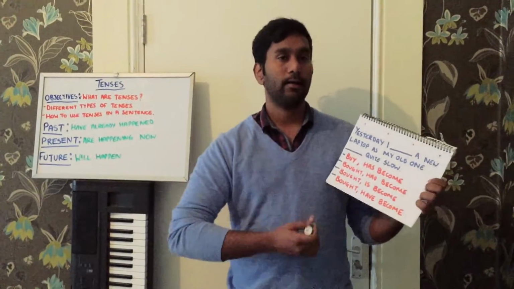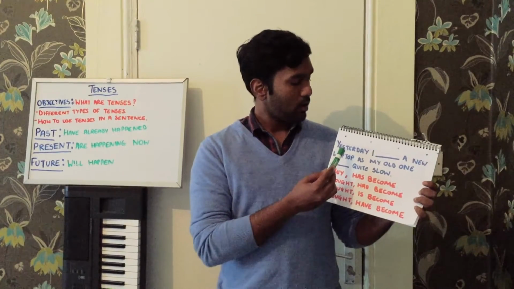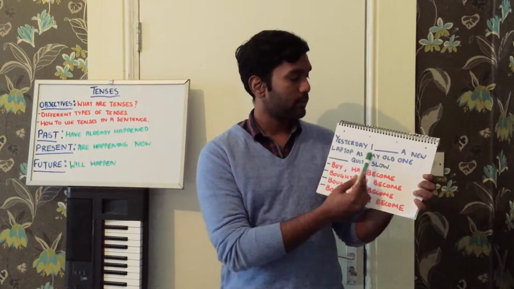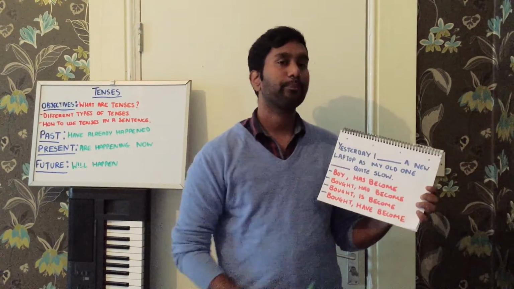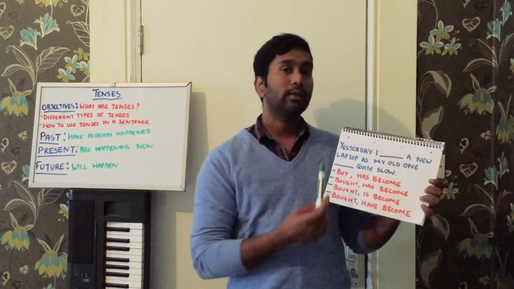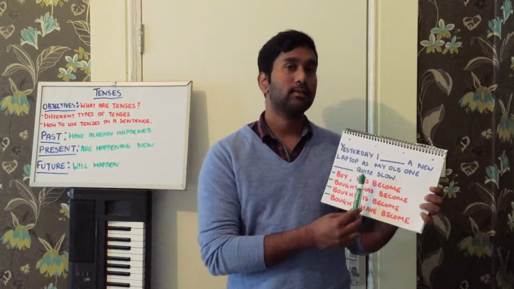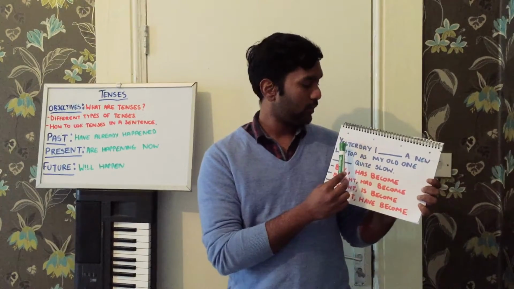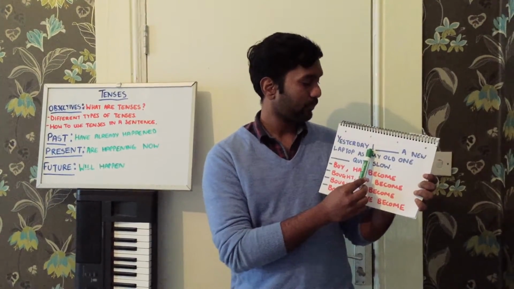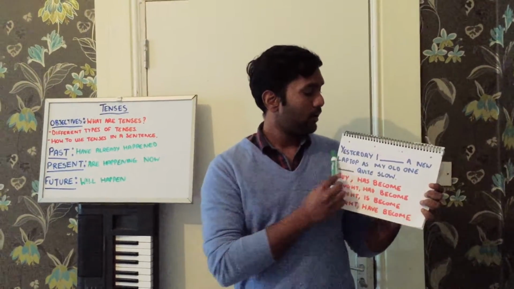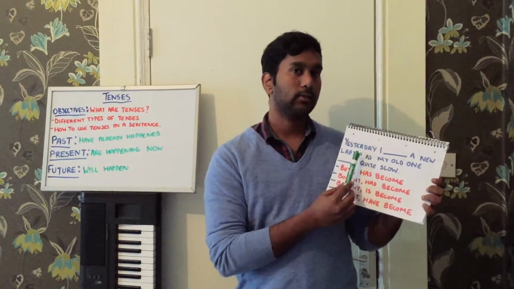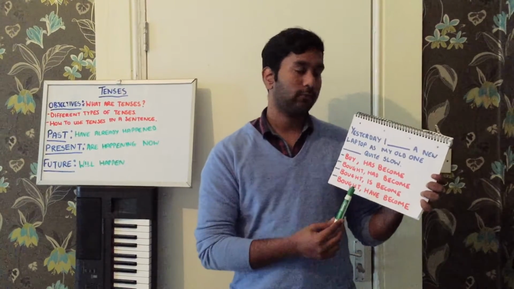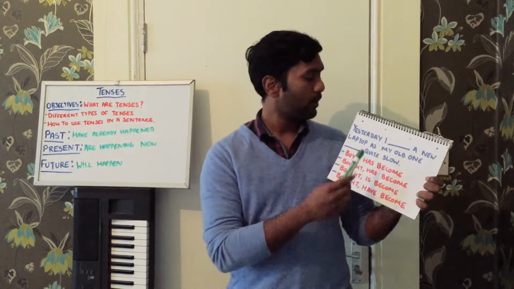And the next exercise is this. Yesterday, I dash a new laptop as my old one dash quite slow. So we need to indicate what type of tense this sentence is. And we need to look for clues. And the first clue is yesterday. So this action happened yesterday. So this is in past tense, right? So we need to find the correct answer for this. So let's try it out.